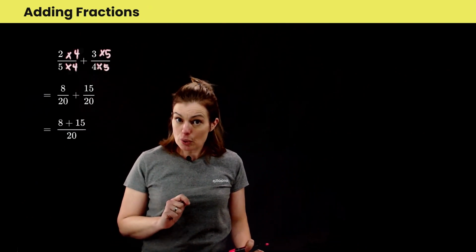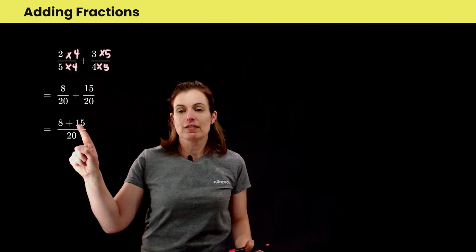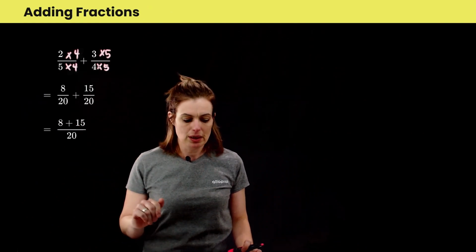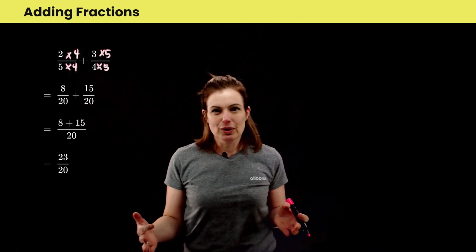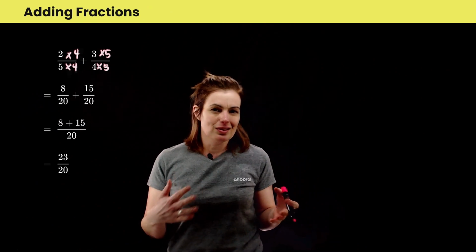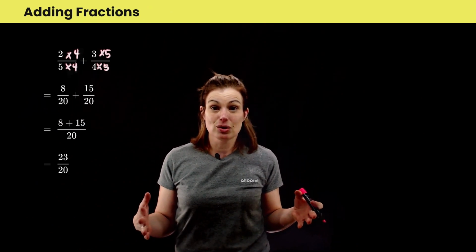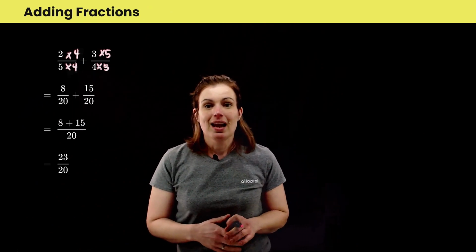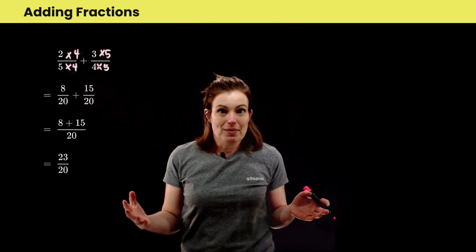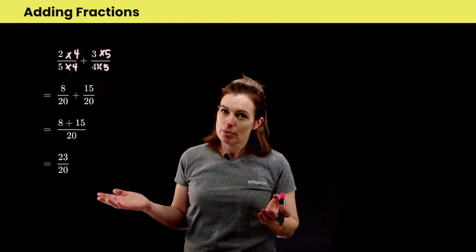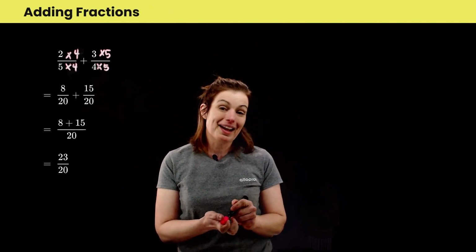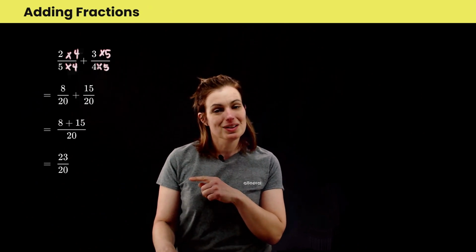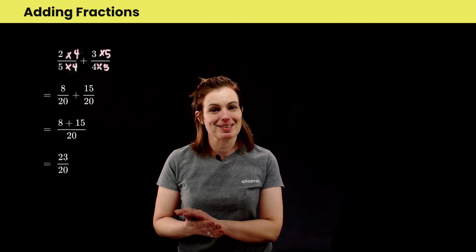So what we are going to do is add the numerators. We have 8 plus 15 over 20, and that will give us 23 over 20. Now, 23 over 20, a quick check tells us that there's nothing that we can evenly get into both 23 and 20. So we're going to stop there. This is what we call an improper fraction. And in this video, we're not going to go into how to deal with that. You're going to have to watch our second video to know what to do with improper fractions.